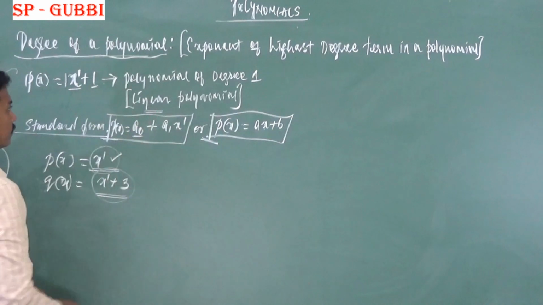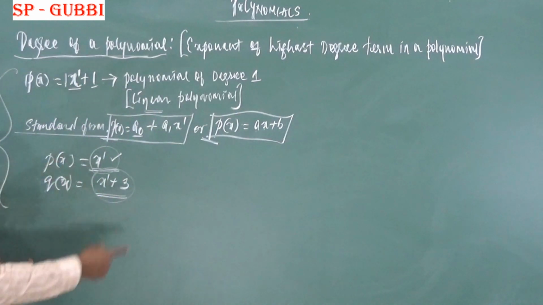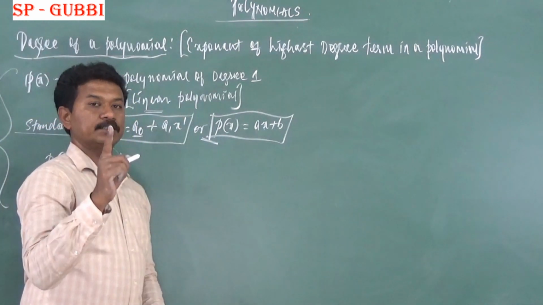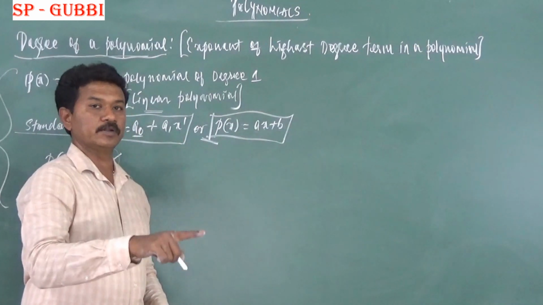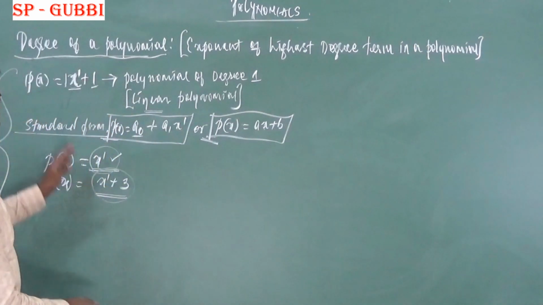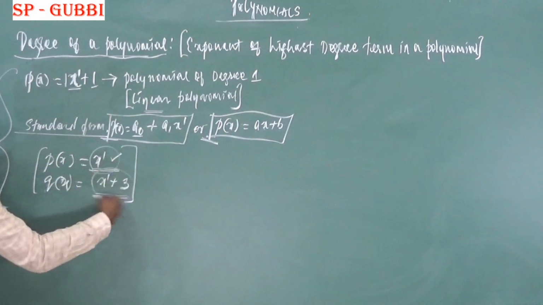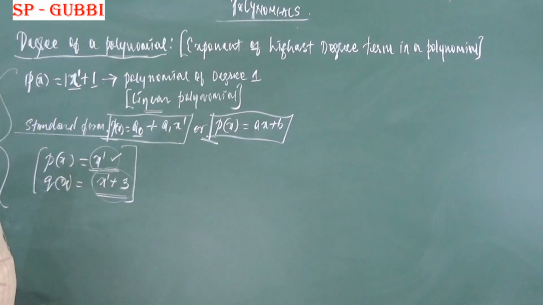So what is a linear polynomial? A linear polynomial is a type of polynomial which has degree 1, in the sense that the highest value of the exponent of the variable present in that polynomial is 1. Therefore it is called a linear polynomial. A linear polynomial can exist in two different forms. It can be a monomial or it can also be a binomial.